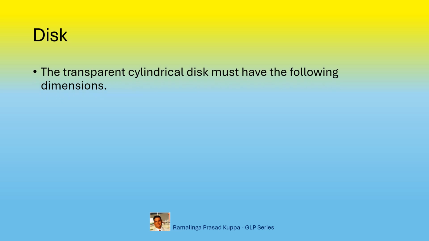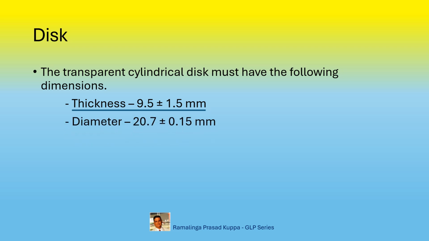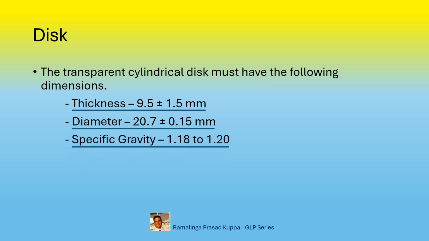The transparent cylindrical disc must have the following dimensions. Thickness should be 9.5 plus or minus 1.5 mm. Diameter should be 20.7 plus or minus 0.15 mm. Specific gravity should be 1.18 to 1.20.